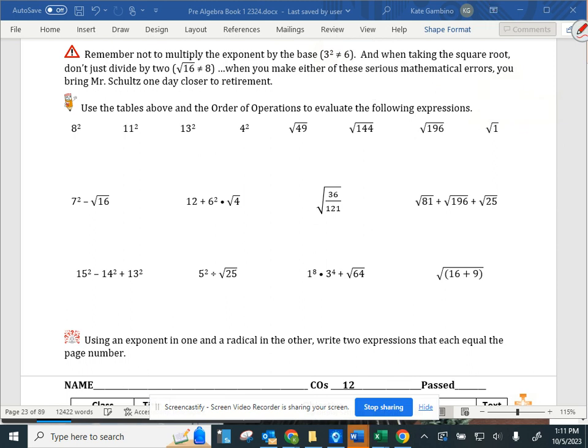When taking the square root, don't just divide by 2. Square root of 16 is not 8.